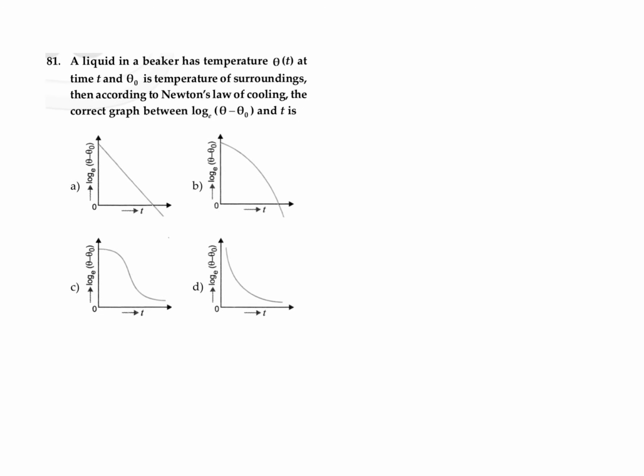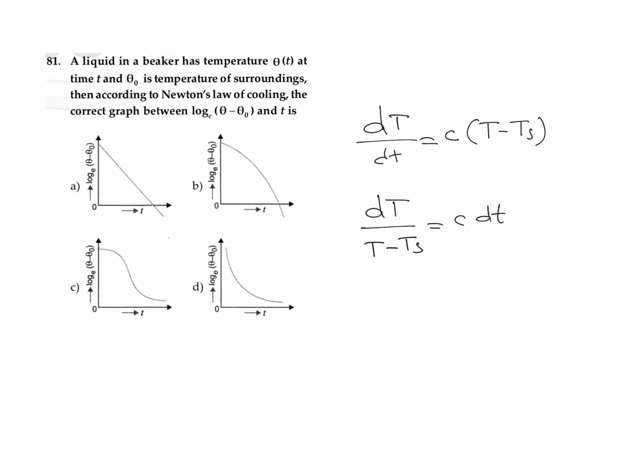So we know that according to Newton's law of cooling, the value of dT by dt is equal to a constant times the temperature of the object minus the temperature of the surroundings. Over here, with respect to time, the temperature of the object is going to change, so we can write this variable. So this is dT by (T minus Ts) is equal to a constant times dt. Now we can integrate on both the sides.